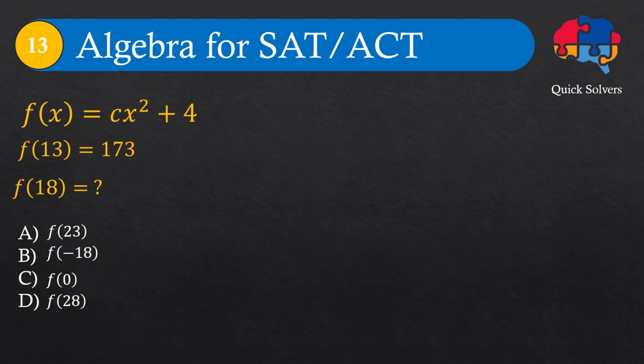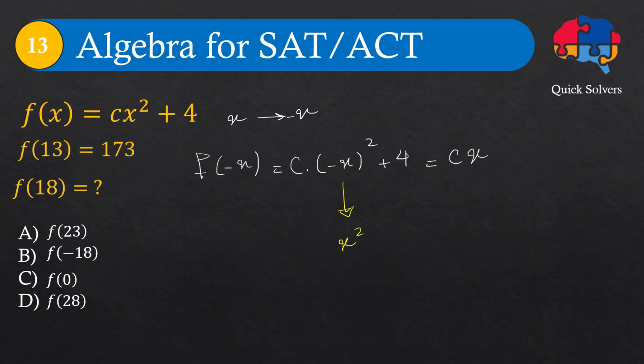So if I replace x by minus x, then we would have f of minus x equals c times minus x squared plus 4, which is, well, here we know minus x squared equals x squared, and this equals c times x squared plus 4, and this is f of x, okay? And this is telling us that the function is even.